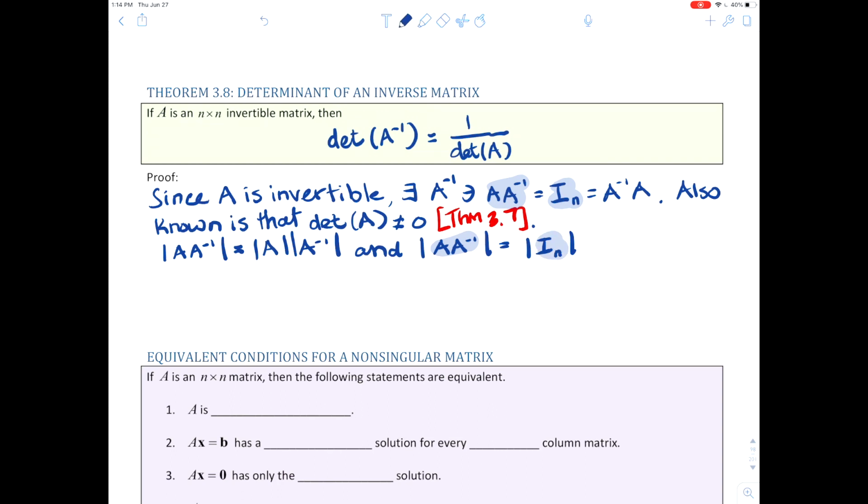So, okay. What is the determinant of the identity matrix? Beautiful. Remember, that one is 1. So, what do we have? The determinant of A times the determinant of A inverse has to equal 1. Now, we know that the determinant of A is non-zero. So, if we isolate, and this is just a scalar, so we can isolate the determinant of A inverse, and it would be equal to 1 over the determinant of A. Cool, cool?